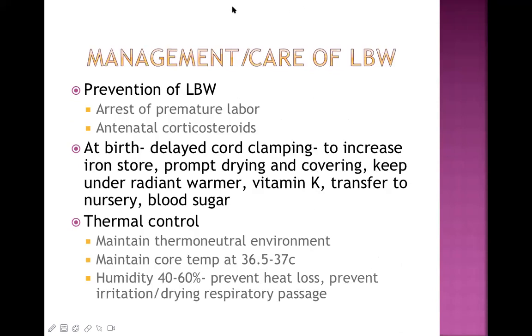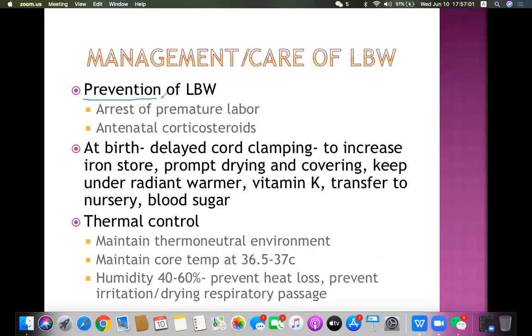Now, this is the last part of this big topic. Let's talk about how to manage or take care of low birth weight babies. Let me discuss this in a good way. First thing is prevention of low birth weight. Yes, especially preterm delivery can be prevented.